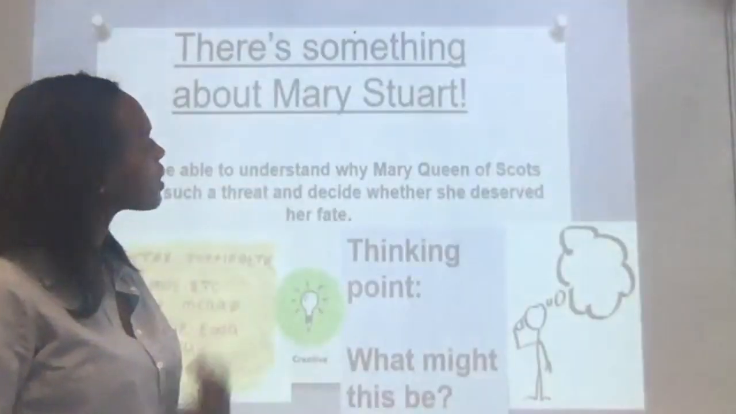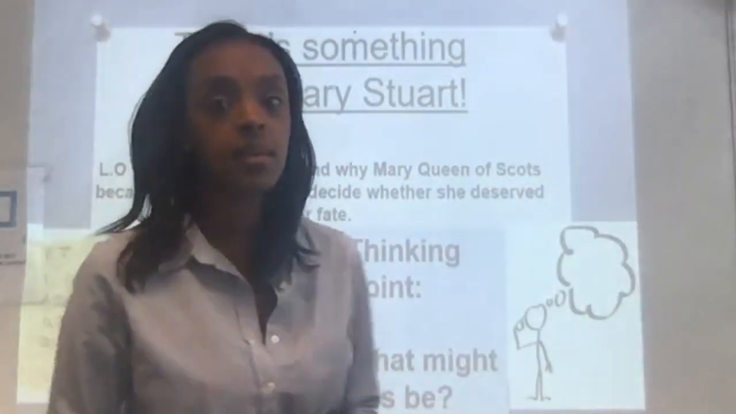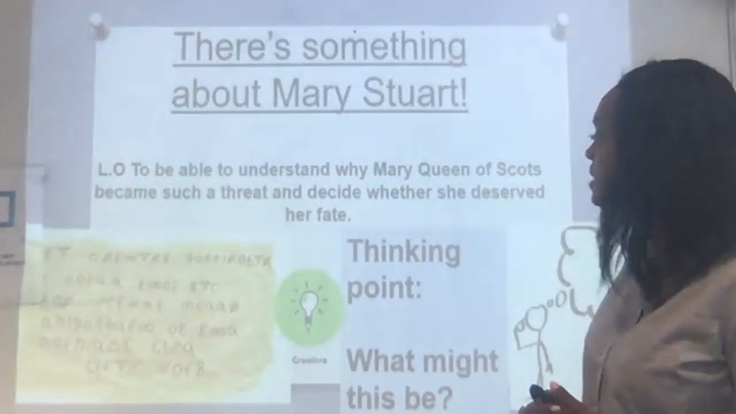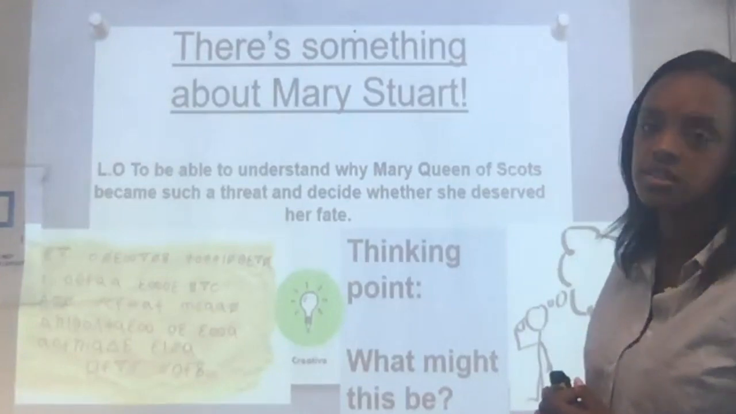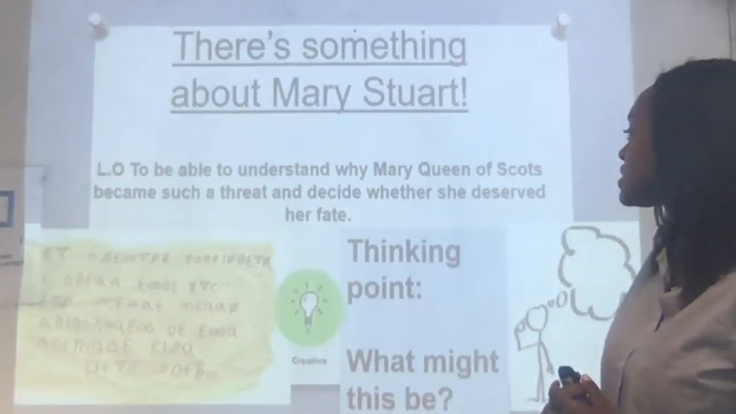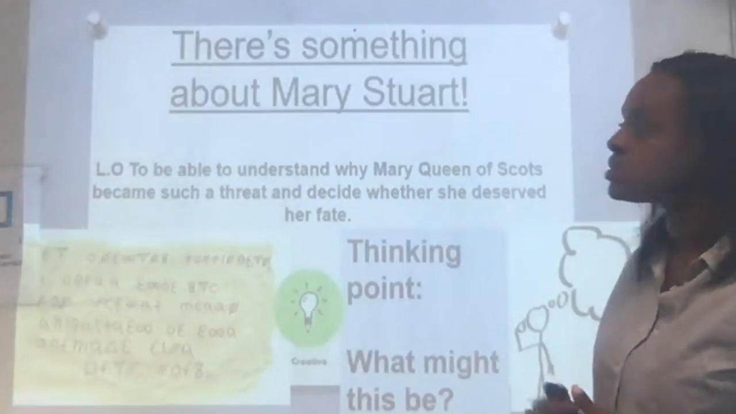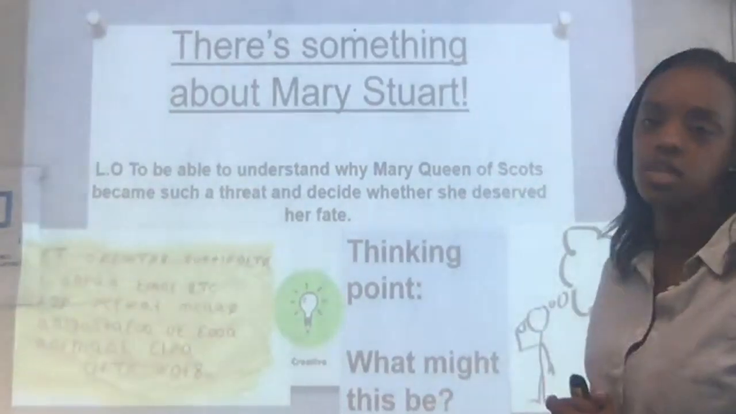Now, our title for today is There is Something About Mary Stuart, and your learning objective is to be able to understand why Mary, Queen of Scots, became such a threat and decide whether or not she deserved her fate. I'm going to give you 3 minutes to get down your title and your learning objective for today.